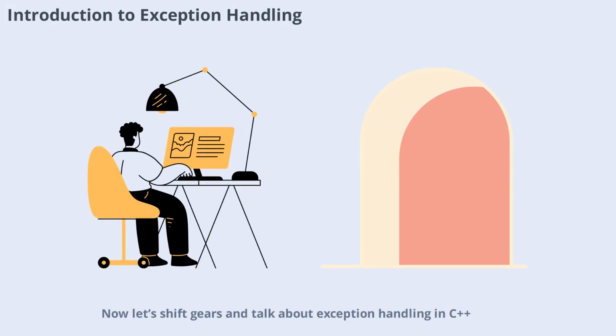Now let's shift gears and talk about exception handling in C++. Exceptions are problems that arise during program execution, such as dividing by zero. Exception handling provides a way to transfer control from one part of a program to another when an error occurs, making your code more robust and easier to debug.